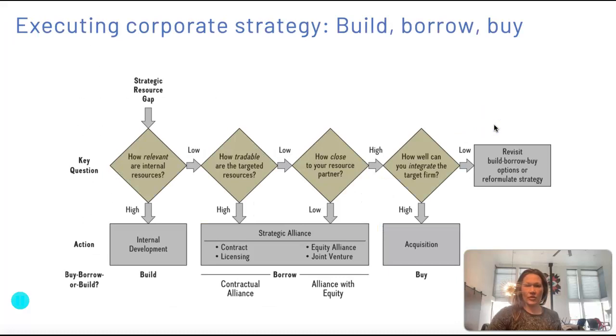So this framework is called the Build, Borrow, Buy framework. Build means organic growth. Borrow means some form of temporary alliance, a strategic alliance. Buy means that merger or acquisition. And it's a way to think about, given the particular circumstances of what capability or resources you're attempting to build, which of these tools of corporate combination really make the most sense in your particular case.